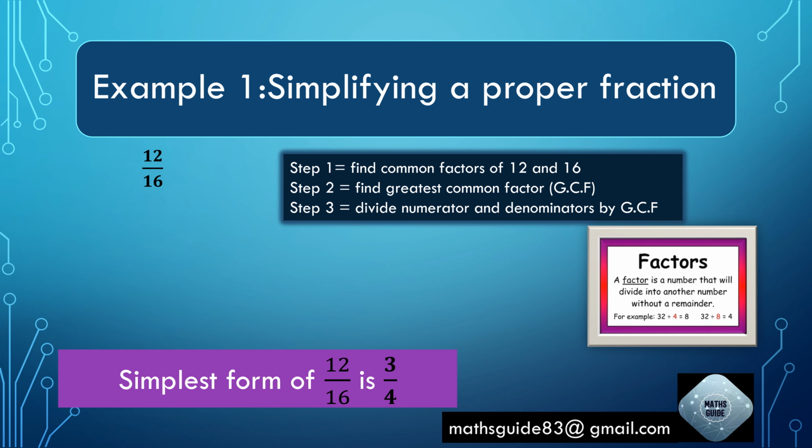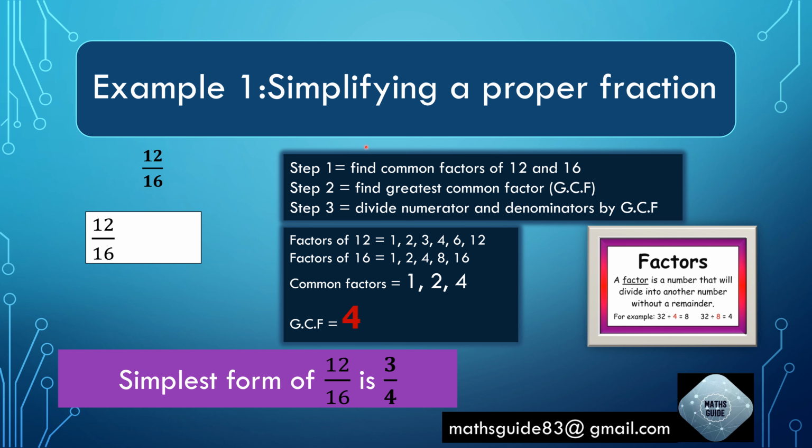Now look at this example. I have a proper fraction 12 by 16, and to reduce it to the lowest term, I shall divide it by the numbers which are factors of both 12 and 16. So start writing these factors. As you can see, they are all factors of 12 and they are all factors of 16.